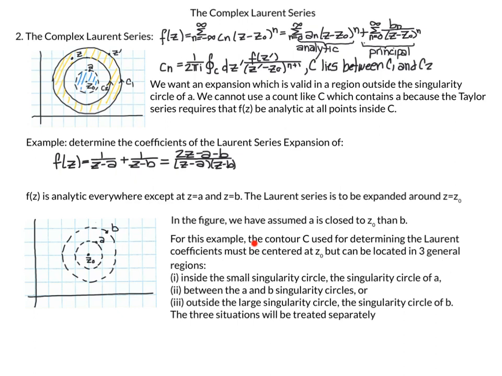So for this example, the contour C used for determining the Laurent coefficients, when we plug it into our integral here, must be centered at z naught, but can be located in 3 general regions. So we're going to break up our problem into 3 parts. First, it could be inside the small singularity circle, that is the singularity circle of a. So we could be in this region here. 2, we could be between a and b singularity circles. In other words, we can be in the annular region here. Or 3, we could be outside the large singularity circle out here. So the 3 situations will be treated separately.